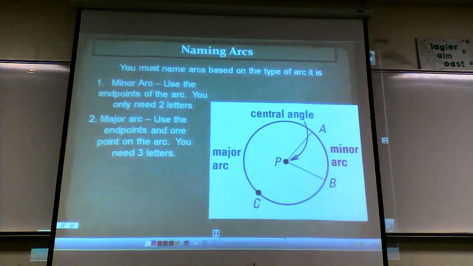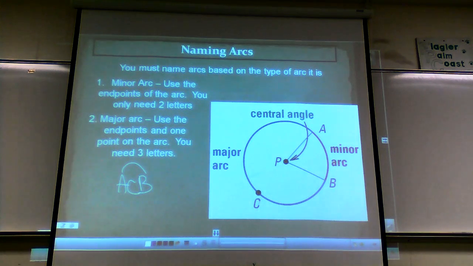It's just that when you write these out to indicate that you're talking about a major arc, you're going to use 3 letters. 2 of them are still the endpoints, so I'm still doing A and B. It's just that in between them, you put one other point that's on the arc. In this case, C is the only one that's shown, so I can just use C. If there was more than 1 point on there, it wouldn't matter which one you pick, as long as it's also on the arc.